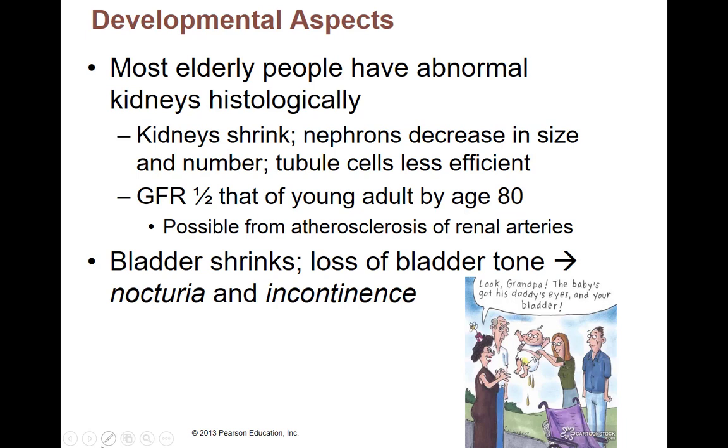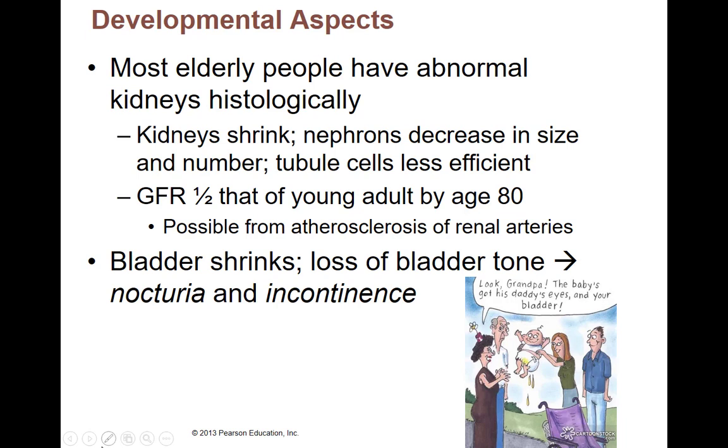As we get older, most elderly people have abnormal kidneys, tissue-wise, that's histology. A lot of their kidneys start to shrink. The nephrons get smaller in size and less of them, and the tubules are less efficient at reabsorption and secretion. Everything starts to go down. Your glomerular filtration rate is half of that of a young adult by the age of 80. It means we're filtering only about half. By the time you hit 80, you're only filtering about half of your blood.